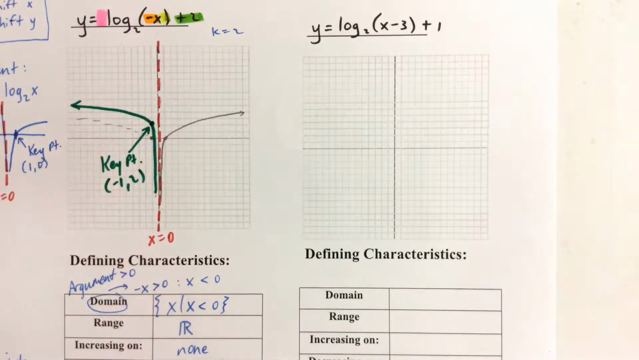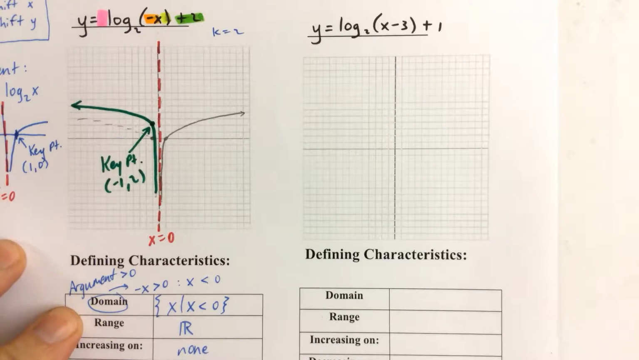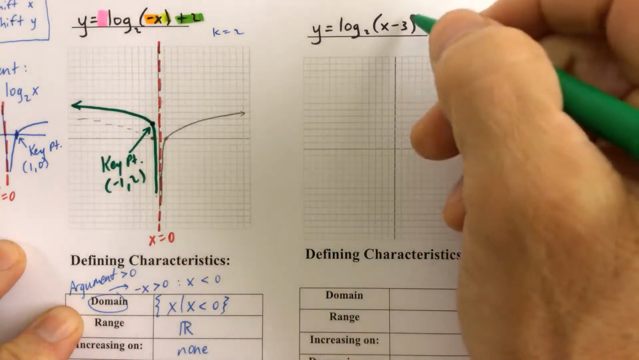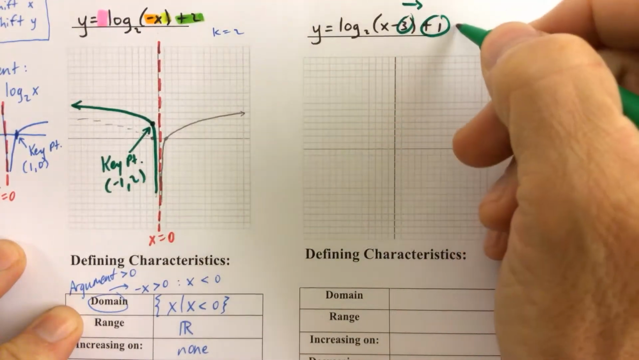If you would like more detail on how to graph transformations of the log function, I encourage you to watch the first video because I went into a lot of detail. That was a longer video. Here we see for this one, we're going to have a shift to the right 3 units and up 1.